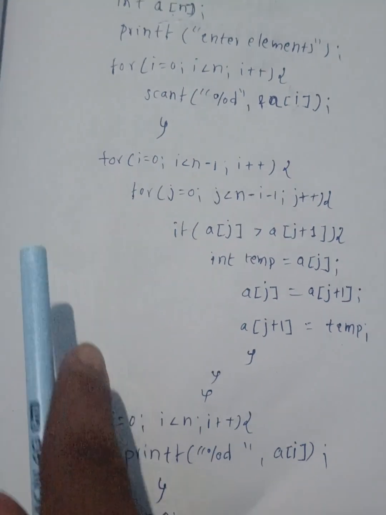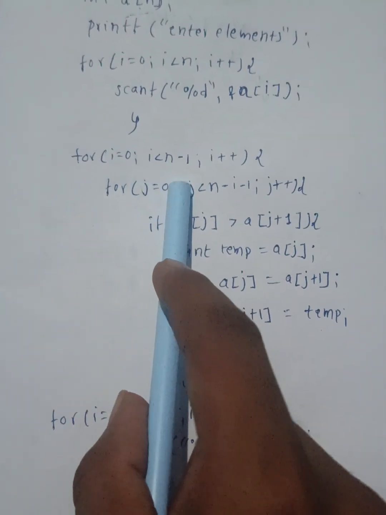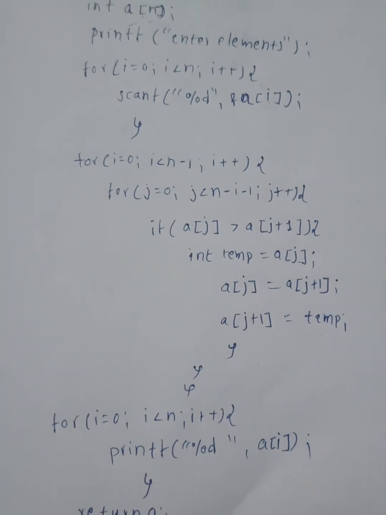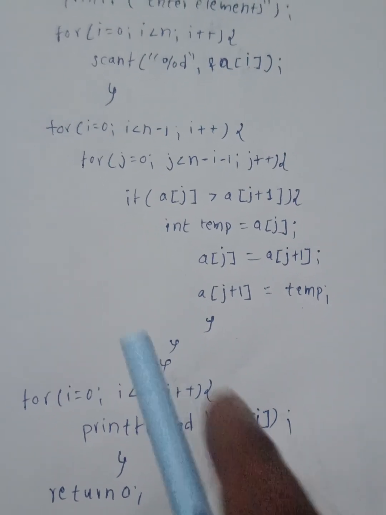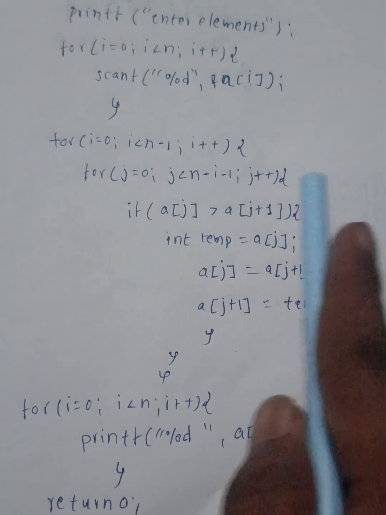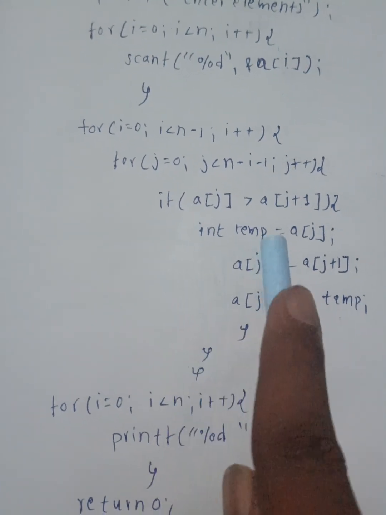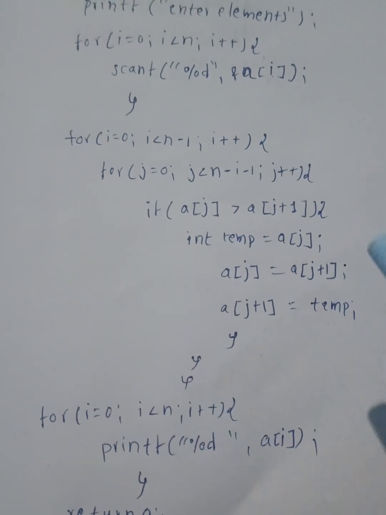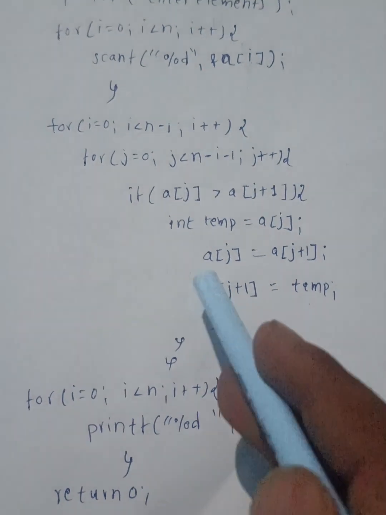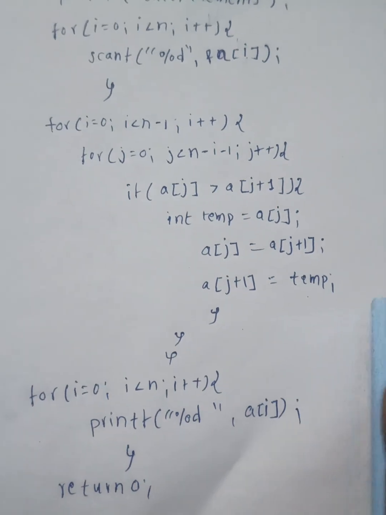At last we have the bubble sort loop. As we discussed earlier, for i equal to 0, i less than n minus 1, n minus 1 passes will be needed to sort all those elements. And for j equal to 0, j less than n minus i minus 1, which decrements by 1 every time, we compare adjacent elements and swap if they are in the wrong order. If a of j greater than a of j plus 1, int temp equal to a of j, a of j equal to a of j plus 1, and a of j plus 1 equal to temp.